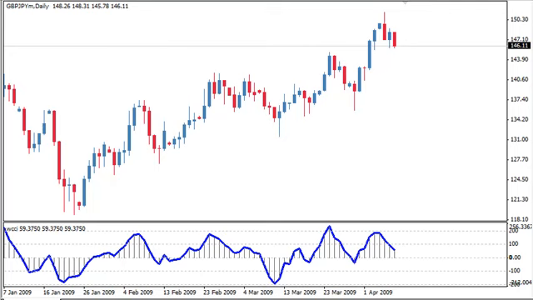Hey guys, welcome to the daily analysis for GBPJPY. Today is April 8th, 2009. The time is currently 7:27 GMT. We're looking at a chart of the daily GBPJPY.